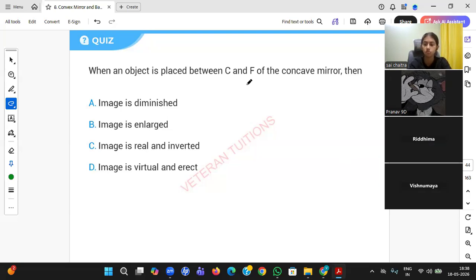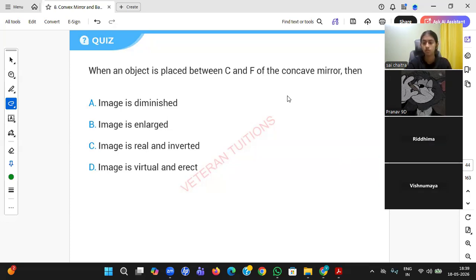When the object is between, there may be dual answers for this. I'm giving a clue. There might be two answers for this. So give both the answers at a time. Vishnu Maya already gave it. Very good. So that's the confidence. Without me telling, she gave the two answers. That's the confidence.